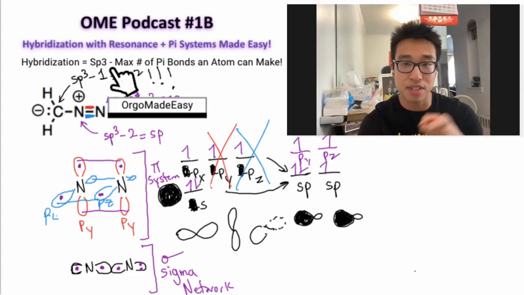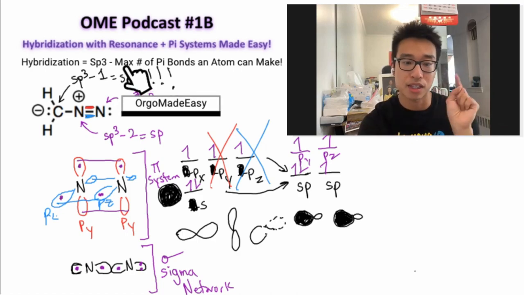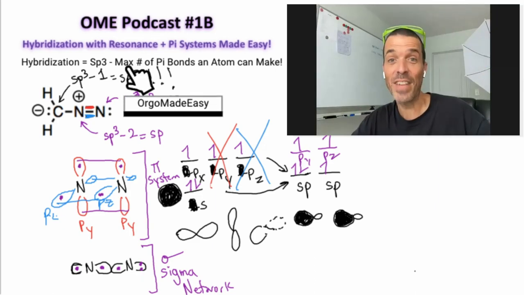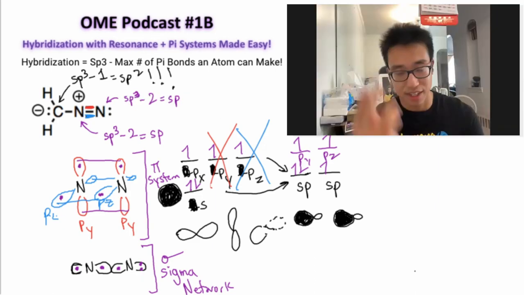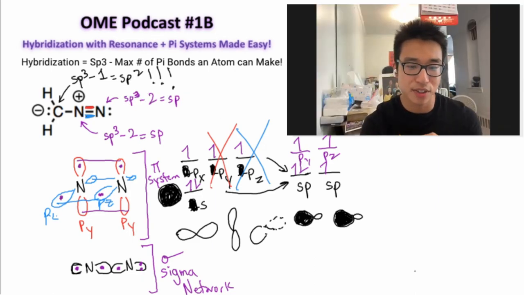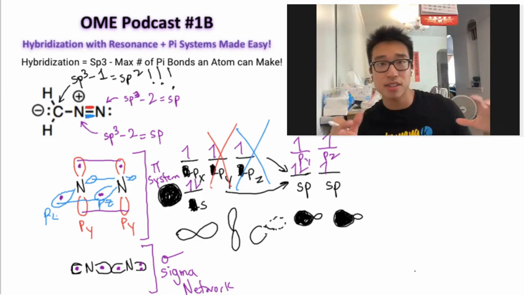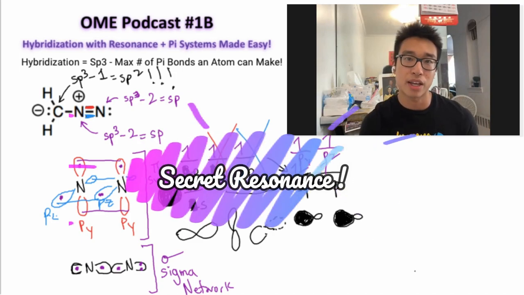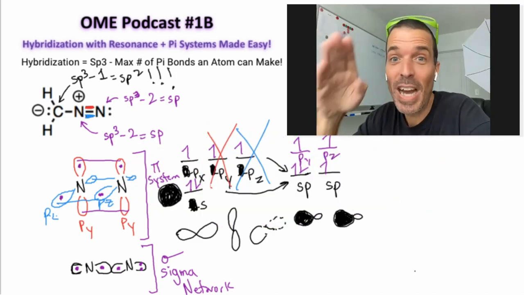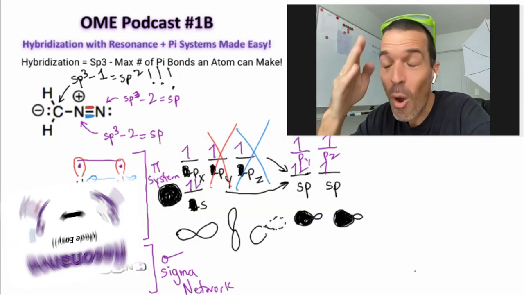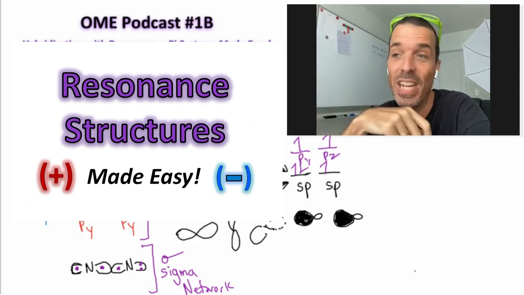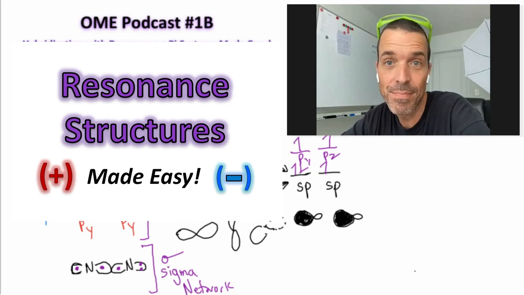But you forgot the same thing you forgot in the beginning of the video, the keyword max, the max number. That's why I left it out. Yeah, exactly, just as planned. So this is the secretive resonance pi bond business that we were telling you guys about in part 1A. If you want to check this out, we already have 5 OME Resonance Made Easy videos. You need to go check those out.